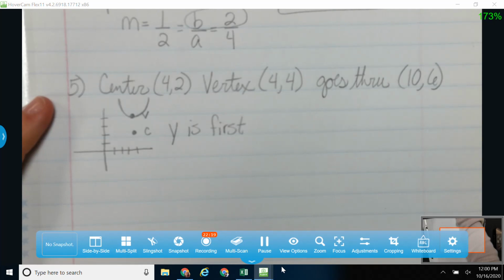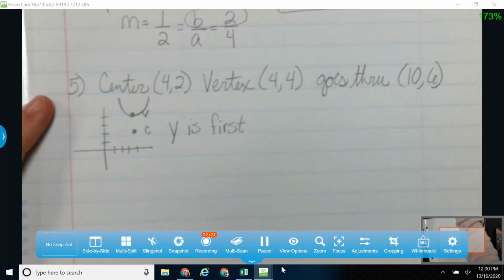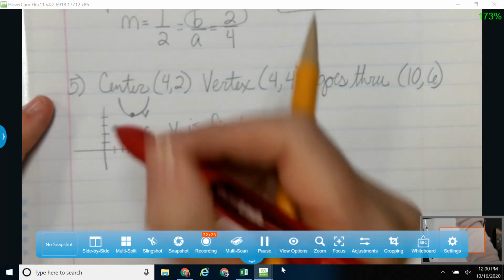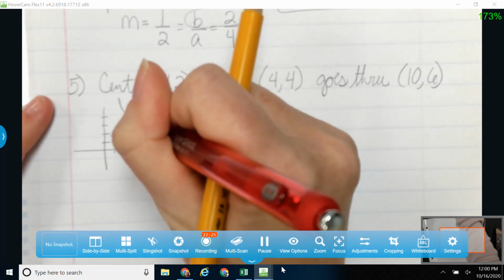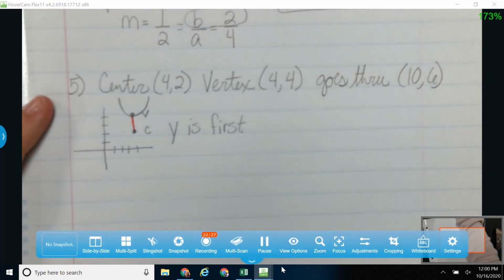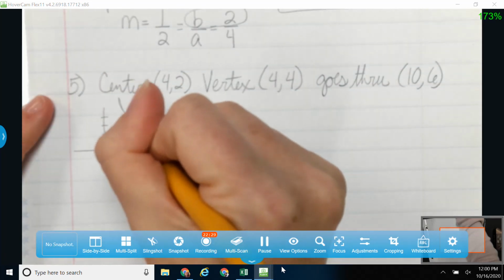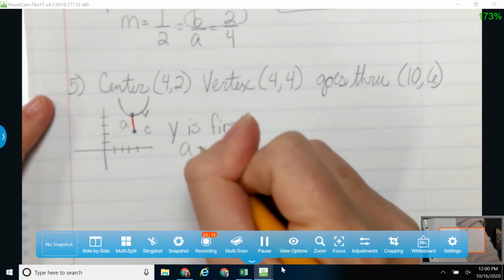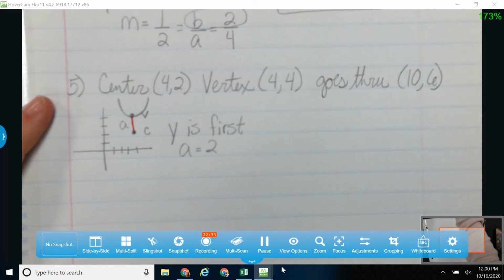All right, the other thing it tells me is the distance from my center to one vertex. So how far is it from my center to one vertex here? 2, good. So I know a is 2. With hyperbola, a is the distance from the center to the vertex, and in this case, a is 2.